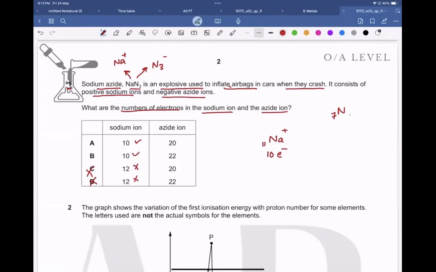So if I say N3, it means 7 times 3. So how many electrons does it have? 21. And it has a 1 minus charge, right? Which means 1 more electron. So 21 plus 1, it goes to 22 electrons. Is this understandable to all of you? So this makes B correct and A wrong. So A is the wrong answer and B is the correct answer. I hope it's understandable to all of you.